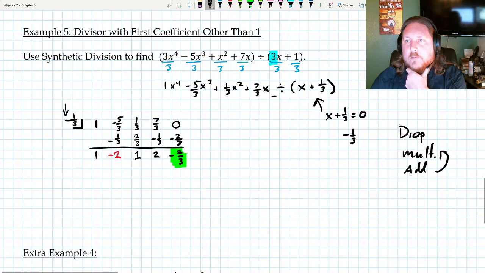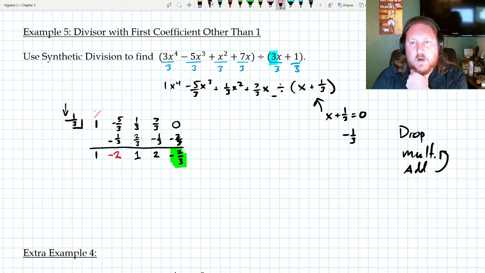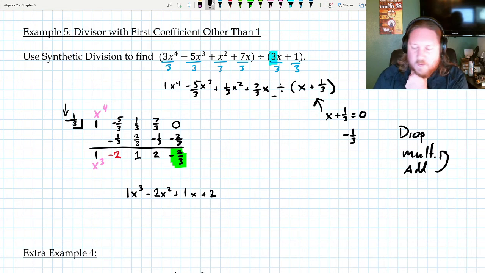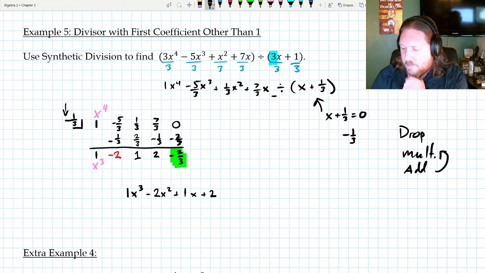All right. So, I remember this started with an x to the fourth. So my answer here is going to start with an x to the third. So I'm going to have 1x cubed minus 2x squared plus 1x plus 2, and now I've got this remainder here. I'll just say plus negative 2/3 over the original, what we were dividing by, x plus 1/3.